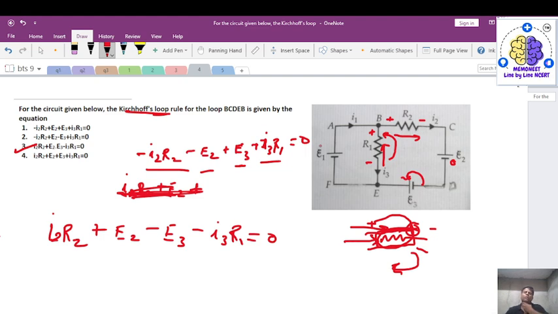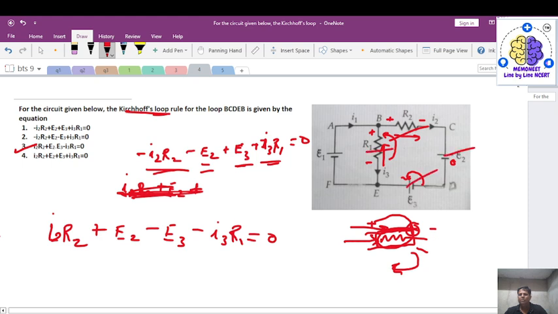0. Why 0? Because what Kirchhoff's loop rule says is that the algebraic sum of all the potential drops across all the elements in a closed loop is equals to 0. So these are the potential drops across each element, 1, 2, 3, 4 elements. There are 4 elements in this loop.